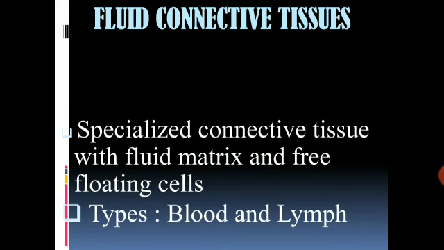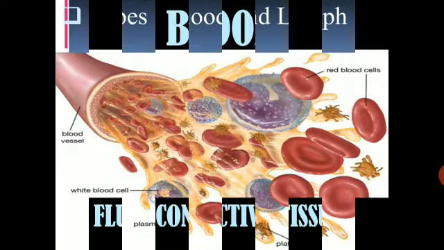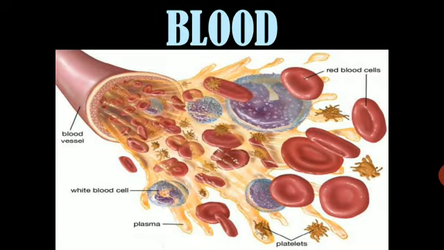There are two types of fluid connective tissues. One is blood, another is lymph. In this video, we will talk about blood only. Here you can see a diagrammatic representation of blood where different components of blood have been shown. Blood is basically composed of plasma, RBCs, WBCs, and platelets. These are the composition of blood.